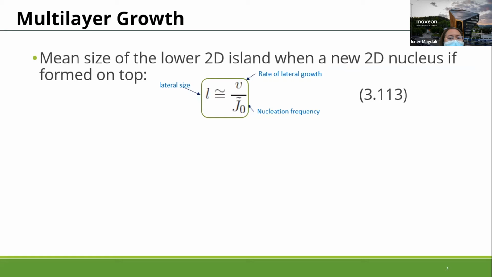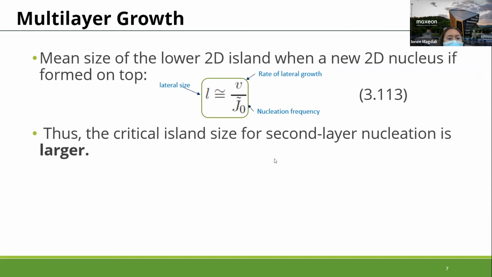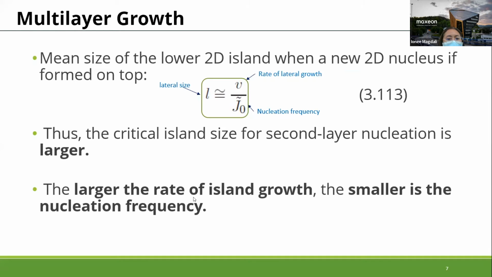We then find the mean size of the lower 2D island when a new 2D nucleus is formed on top using this formula: L is approximately equal to mu divided by J naught. So the lateral size is equal to the rate of lateral growth divided by the nucleation frequency, and is given by equation 3.103. Thus, the critical island size for the second layer nucleation is larger, and the larger the rate of island growth is, the smaller is the nucleation frequency.